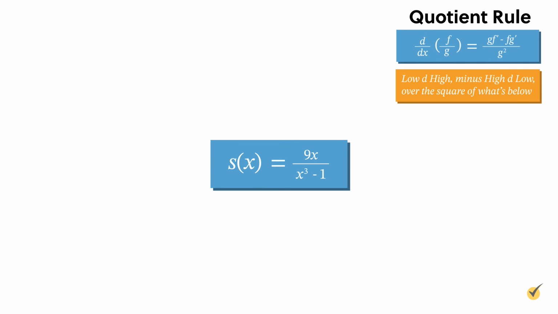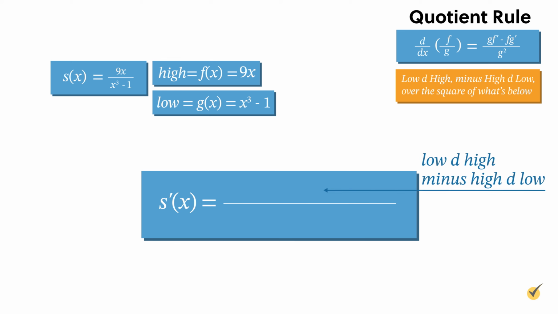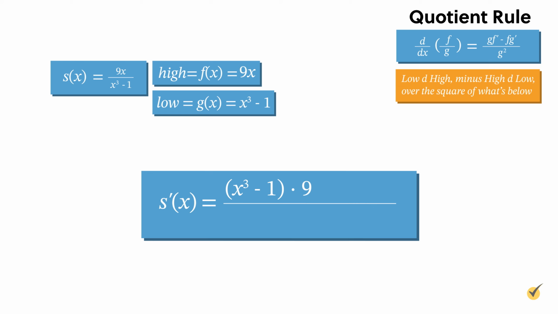Use the quotient rule to find the derivative of the function s of x is 9x divided by the quantity x cubed minus 1. Since this function is in fraction form, we know that its derivative will also be a fraction. The top of this fraction will equal low d high minus high d low. In this case, low equals x cubed minus 1, and d high equals the derivative of 9x, which is 9. So the first thing we have is x cubed minus 1, the quantity, times 9.